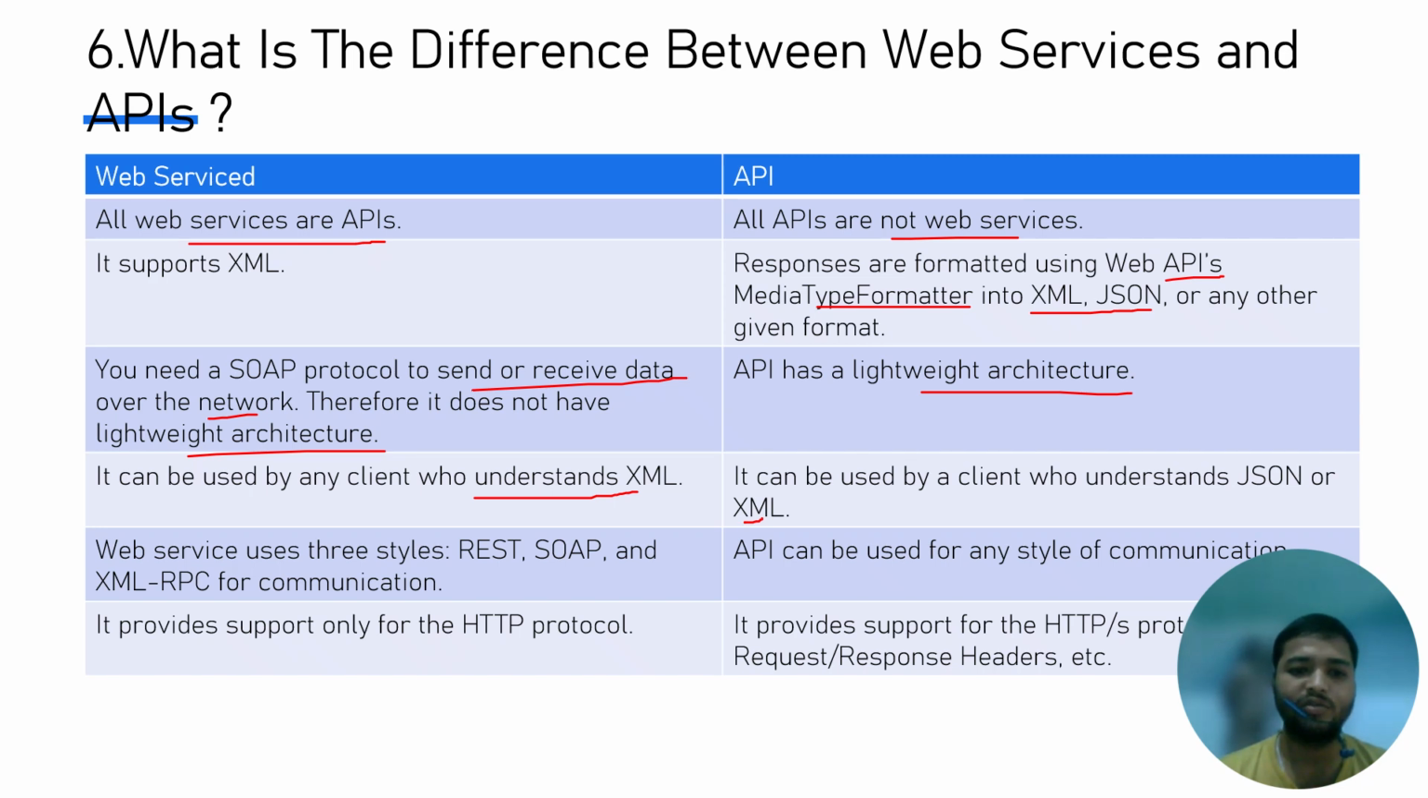Web services use three styles, REST, SOAP, and XML-RPC, for communication. An API can be used for any style of communication. Web services provide support only for the HTTP protocol, while an API provides support for the HTTP protocol request to response header.